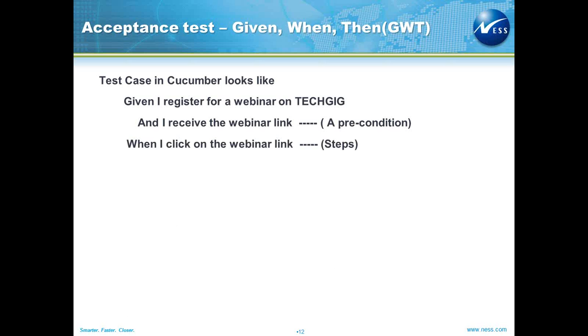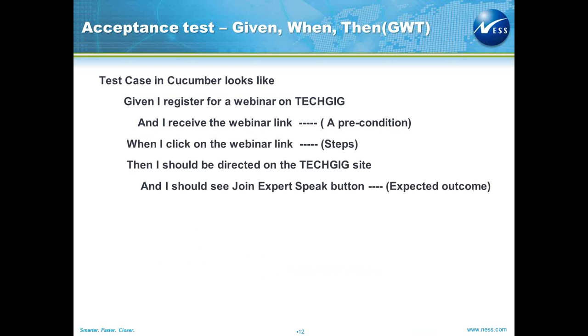Okay, when I click on the webinar link, so this is a step that a user has to perform. Then I should be directed to the TechGig site and I should see the Join Expert Speak button. So this is my expected outcome. So a test case is written in very simple plain English language with the terminologies of the products that you are developing. And this is where we say that this particular test case can be written even by the BA. So the requirements can directly come from BAs as well.